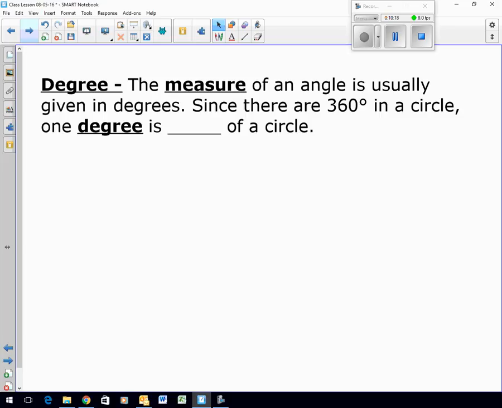How do we measure angles? We measure them in degrees. The measure of an angle is usually given in degrees. This is where your first geometry intuition comes in. There are 360 degrees in a circle. So 1 degree represents 1 over 360 of that circle. Okay? 1 over 360. Again, something that's hard to define and easier to understand conceptually when we start getting into examples.